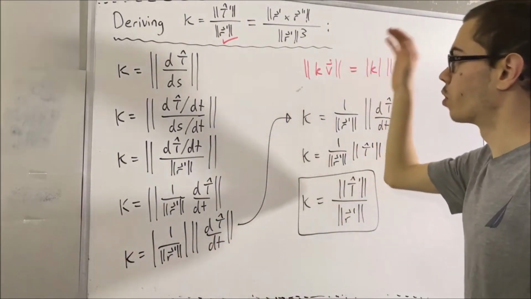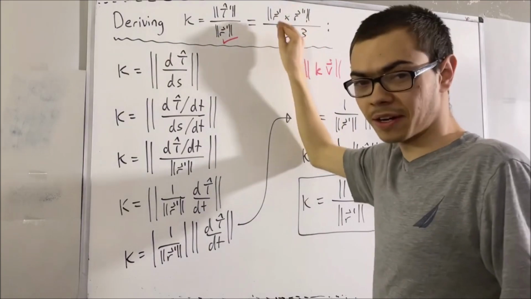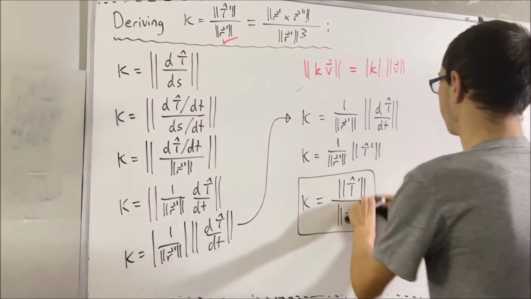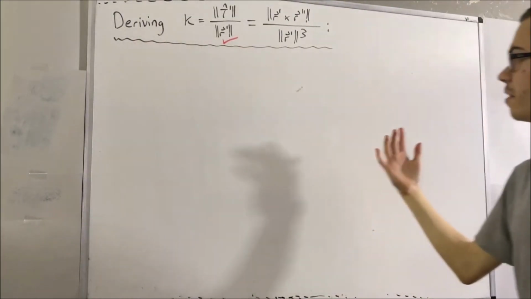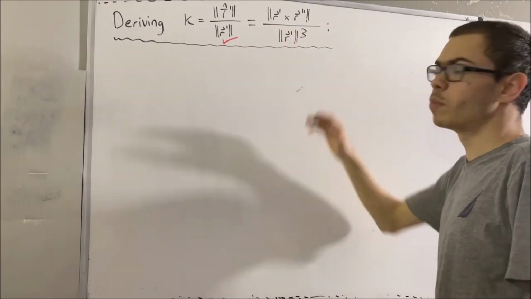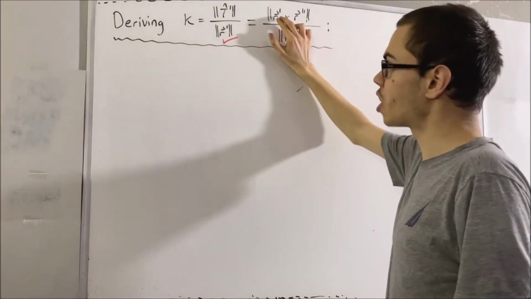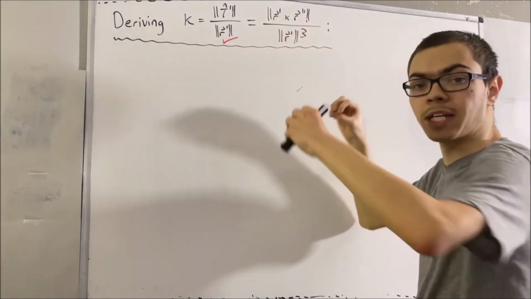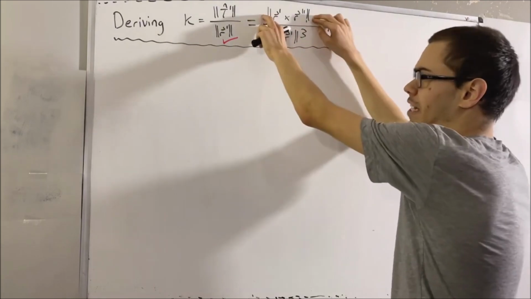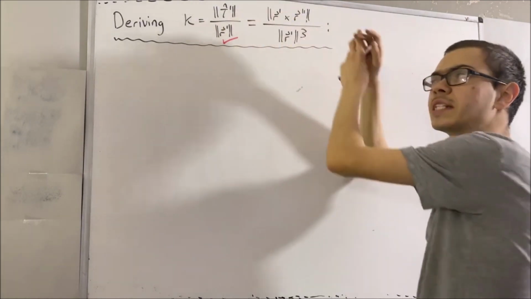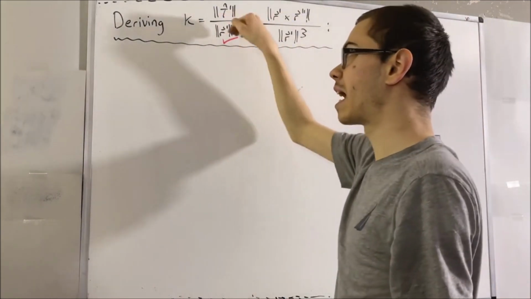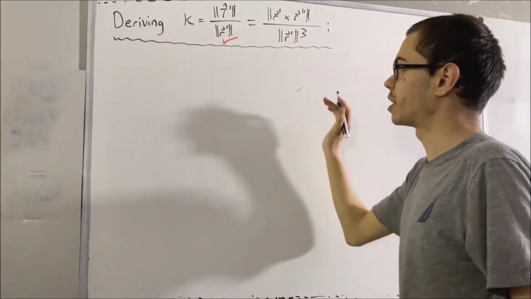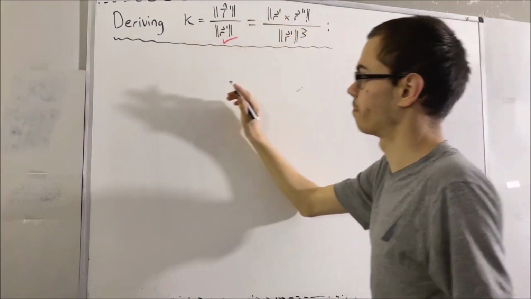So now we're going to show that curvature is equal to this thing, which is a little bit more complicated. And there's a couple ways that we can derive this, but what we're going to do is compute r prime, then compute r prime prime, then we'll take their cross product, and then take the magnitude of that cross product. And we're going to see if we can bring this guy into the picture. So let's start by computing r prime.